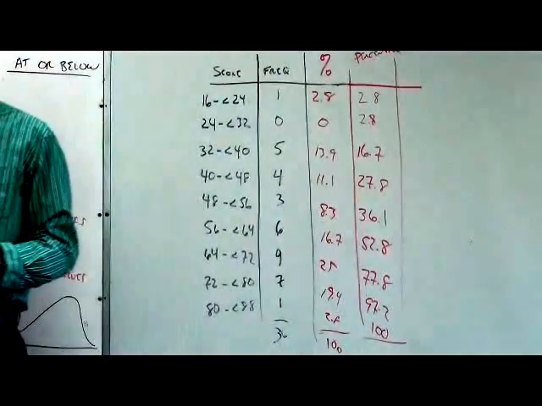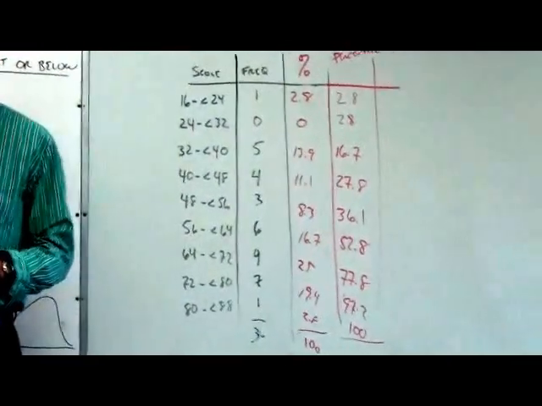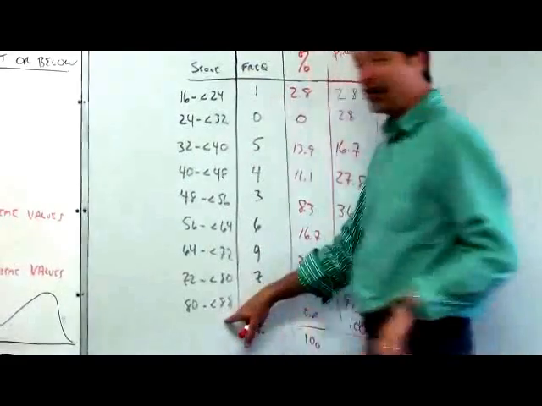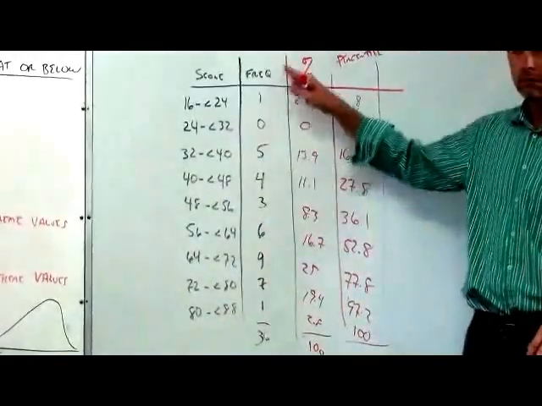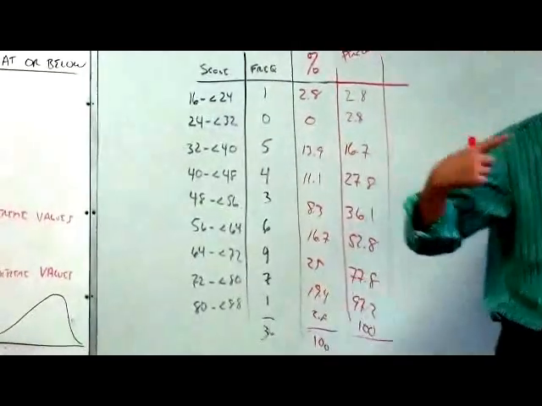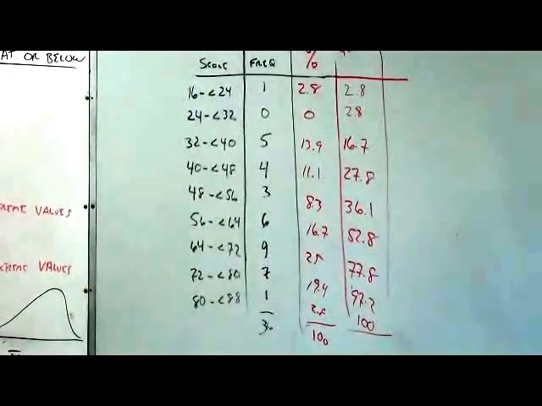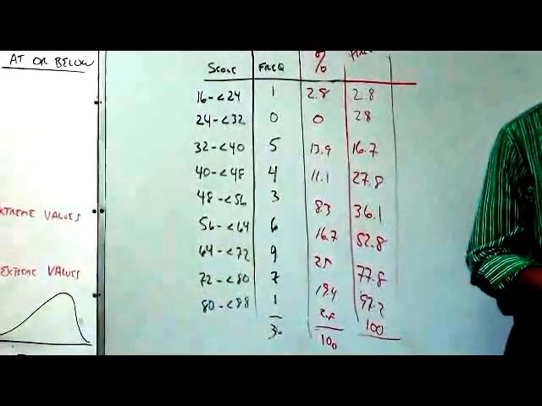What is that last one going to be equal to always? 100, right? Does that make sense? What percent of the scores were at or below 88? All of them, right? That's 100%.